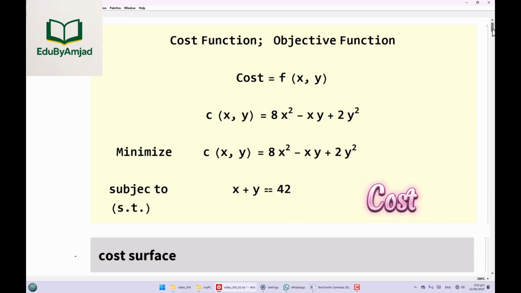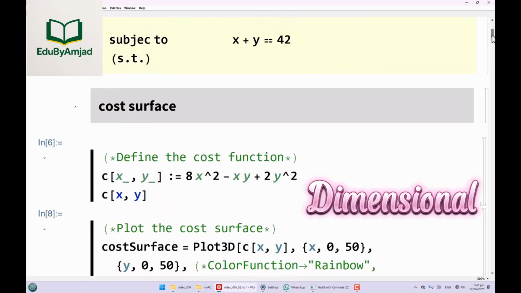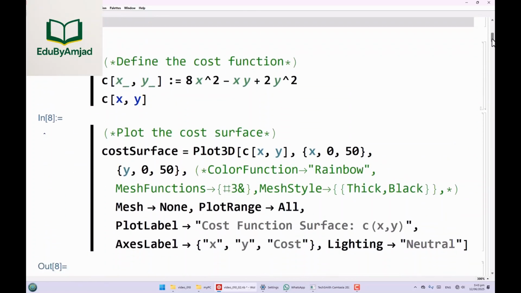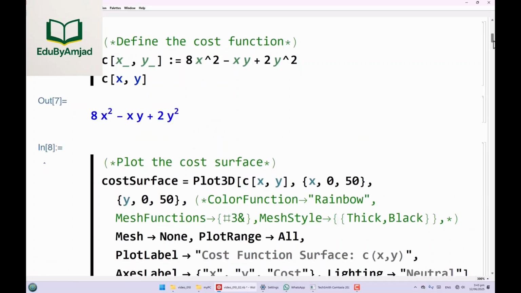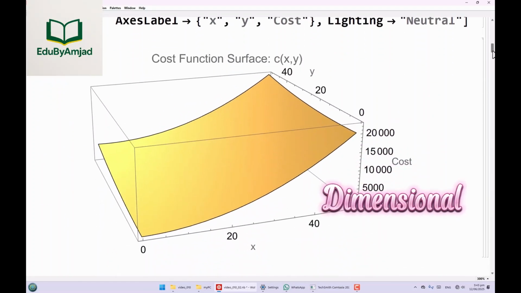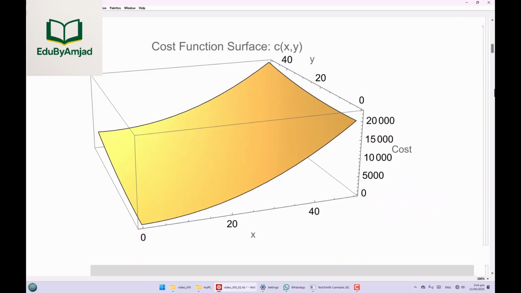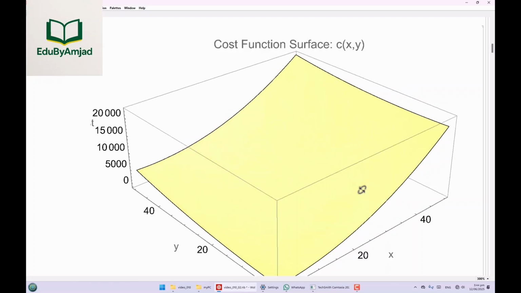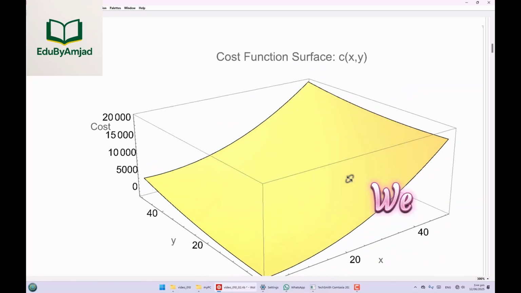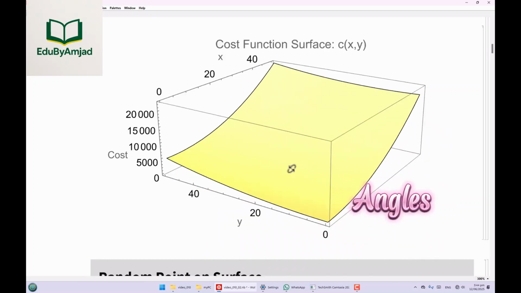Let's visualize the cost function, which is a three-dimensional surface. Input the function into Mathematica. This is the three-dimensional surface of the cost function. The x-axis and y-axis make a plane on the ground, and the cost is measured along the z-axis, the third dimension. We can rotate the surface to view it from different angles.